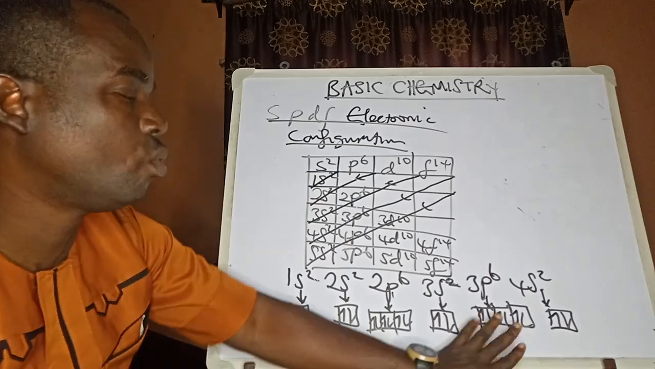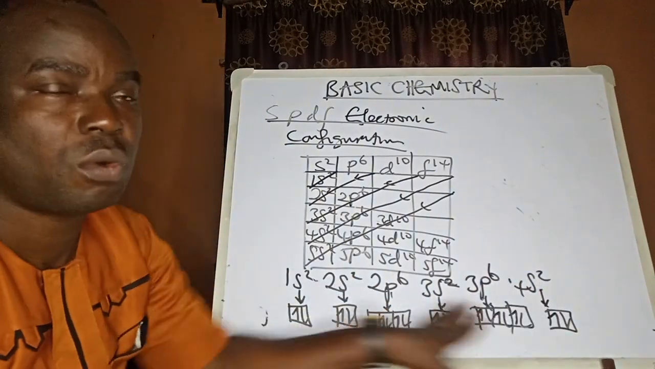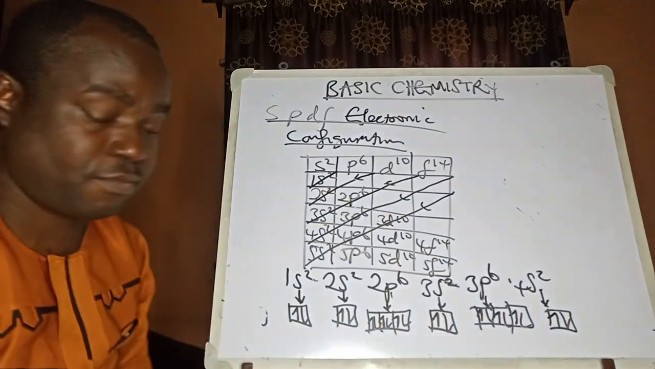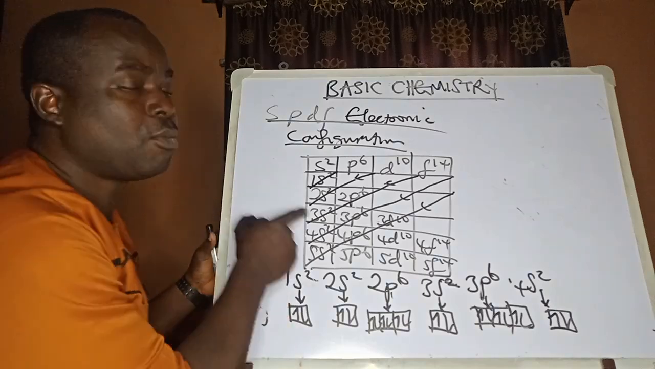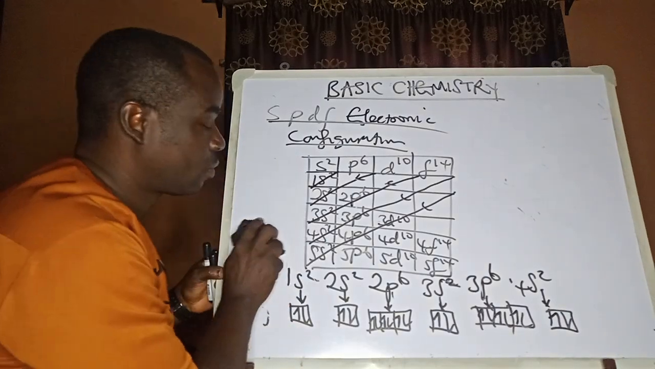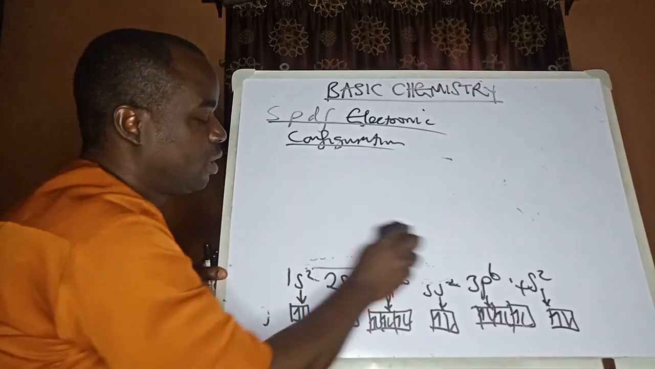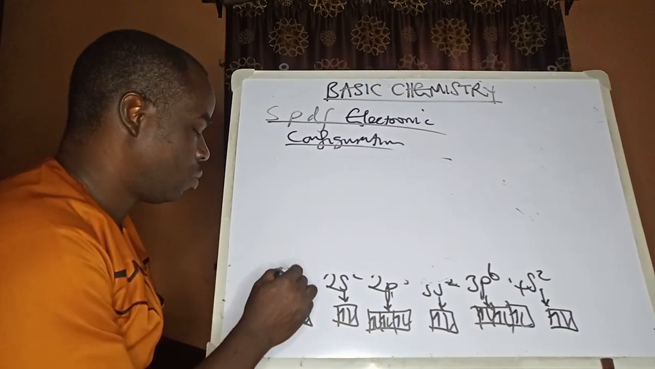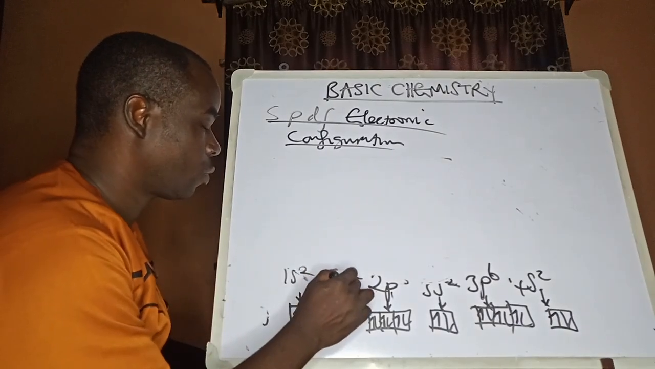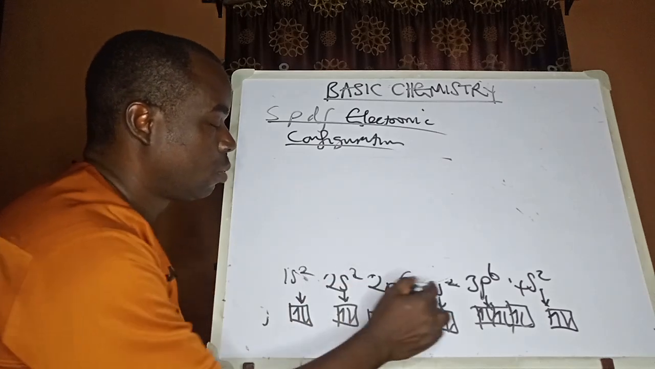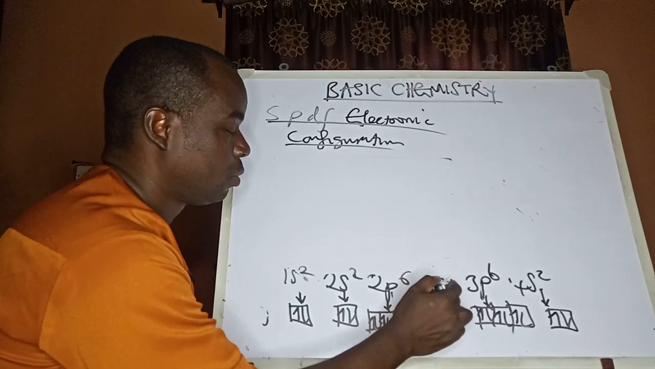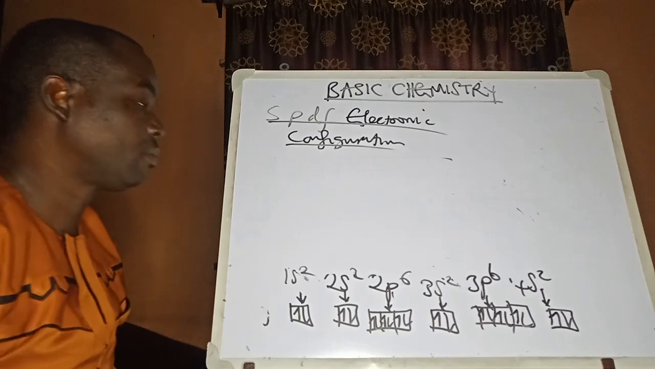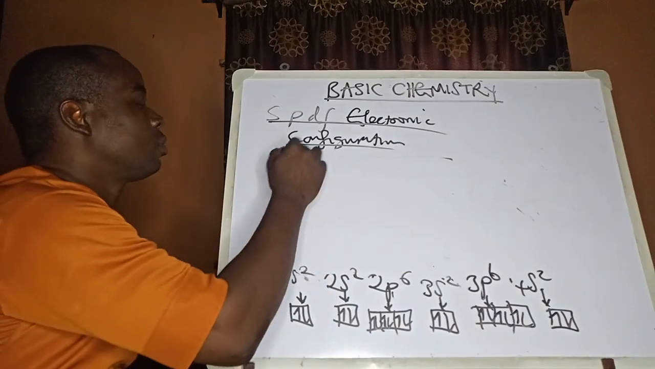Now I want us to look at some examples of this electronic configuration for SPDF. Let's look at some examples now. So make a table of this, make a copy of this, and keep it so that you know how to derive that formula. Okay? All right, let's see examples now, very, very quickly. Now, examples.